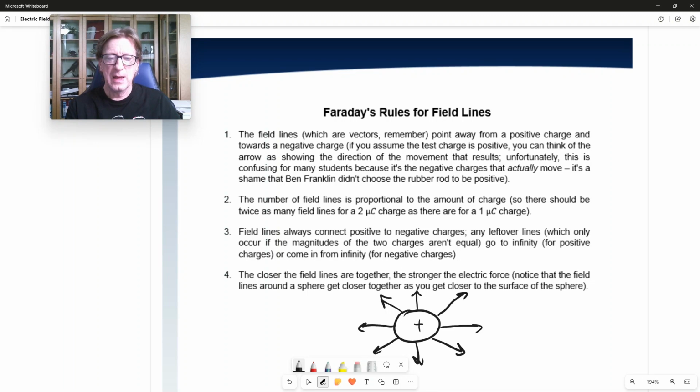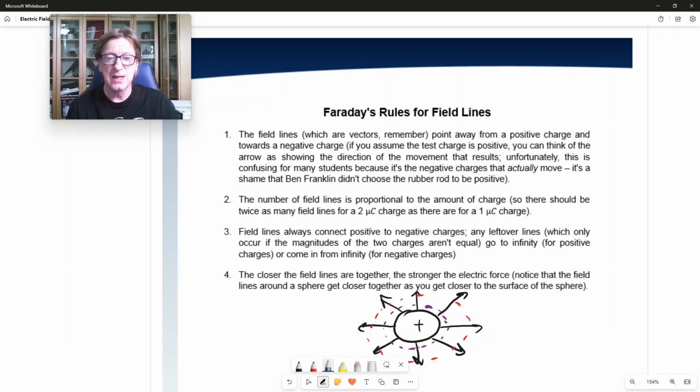Okay, let's switch to red. Out here, those field lines are farther apart than they are right here. So that tells us that the electric force is going to be much stronger here than it is out here. And that's going to be true in all cases.